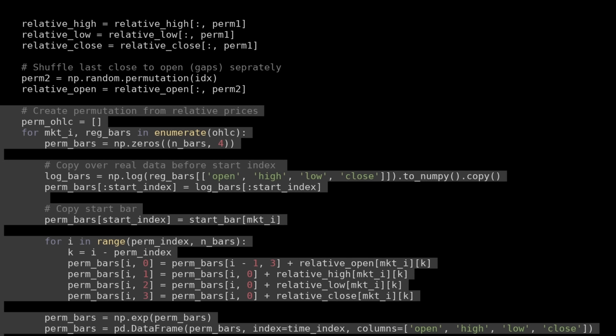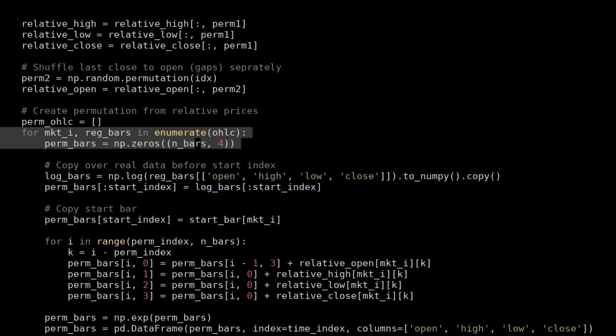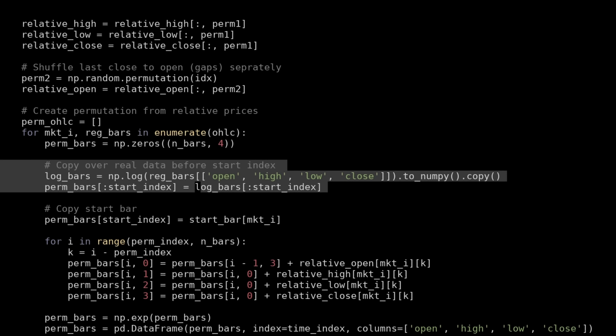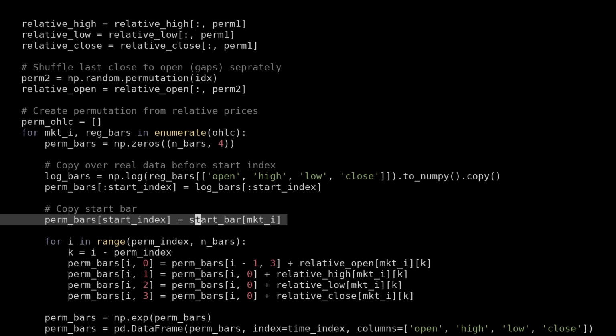After shuffling, we can now string together our permutation. We loop through each market and allocate space to store the permuted bars. We get the log prices of the real data. We copy it into the permuted data before the start index. If the start index is set to 0, nothing happens here. Then we copy the start bar, the first bar of the permutation.